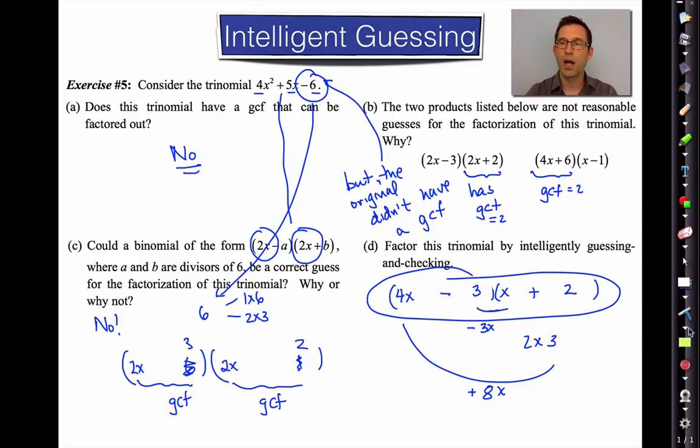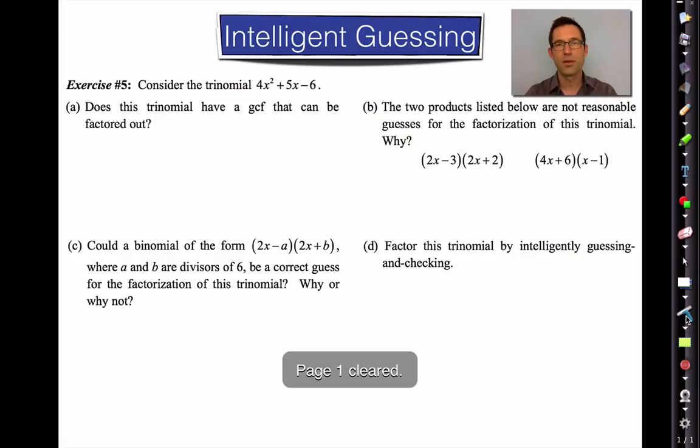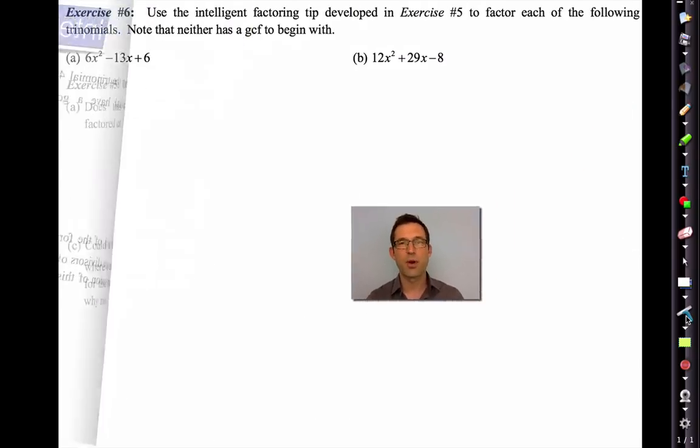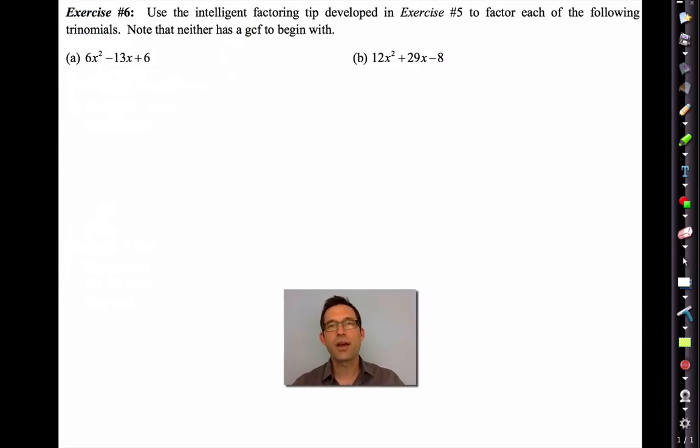Okay, clearing it out. Let's do a last problem. Use the intelligent factoring tip developed in exercise number 5 to factor each of the following trinomials. Note that neither has a GCF to begin. Okay, so let's talk about this intelligent way of factoring.